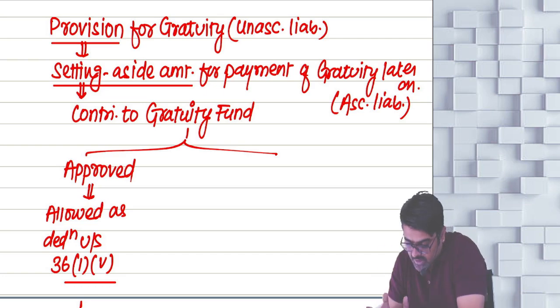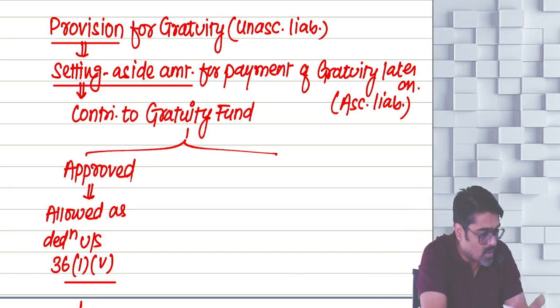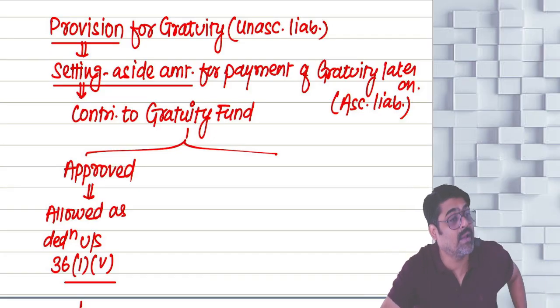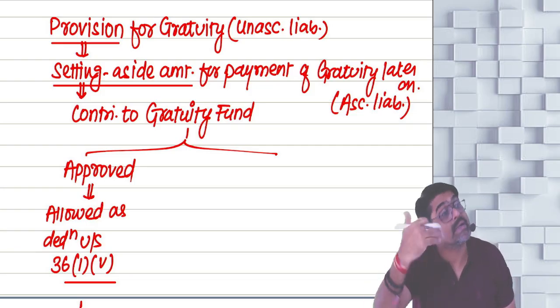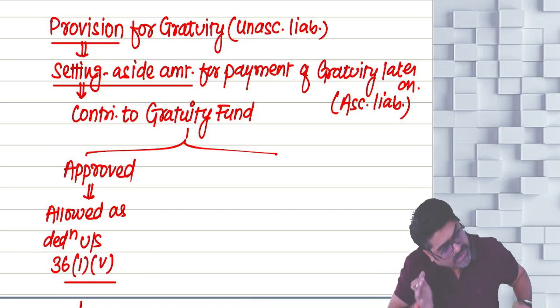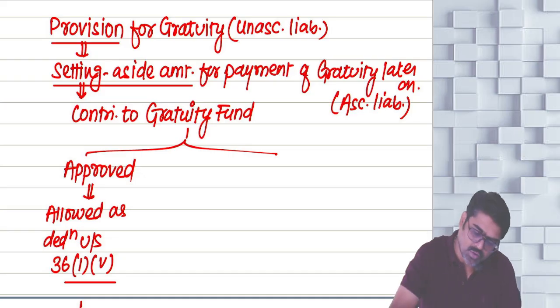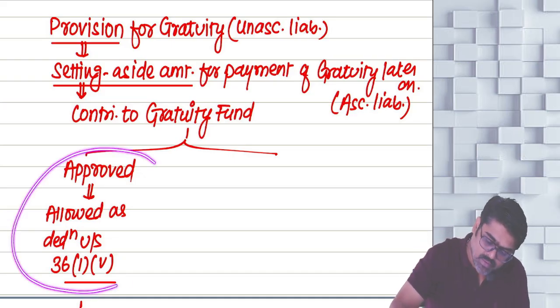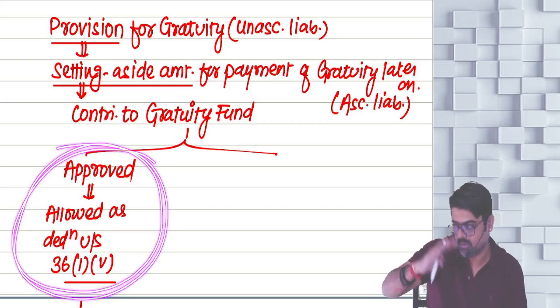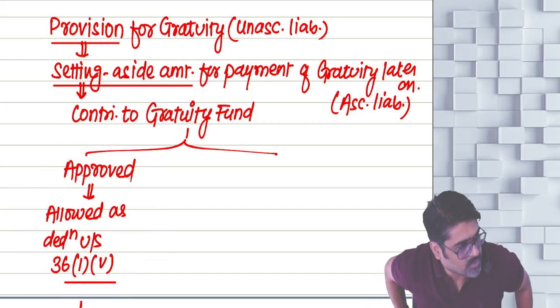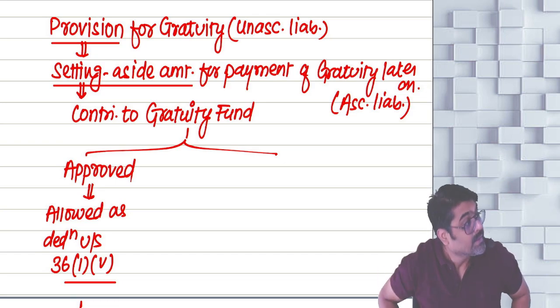So in this year, whatever amount you are going to contribute in the approved gratuity fund, in this year only, this amount we are going to allow. Even if the contribution is made to approved gratuity fund for unascertained gratuity, that entire contribution we are going to allow. So right now, when you contribute this amount in this year, you can take the deduction of this contribution. Done, sir? Yes or no?